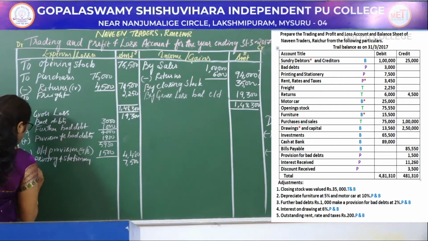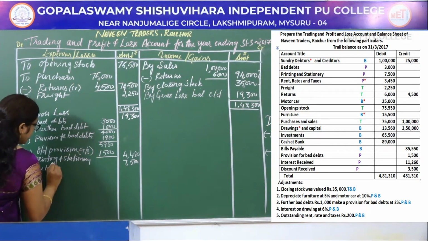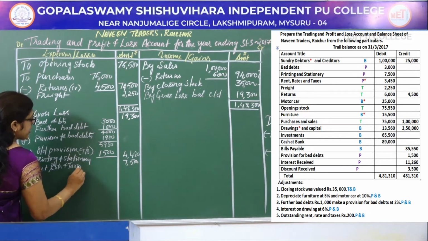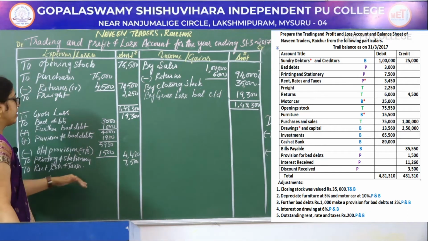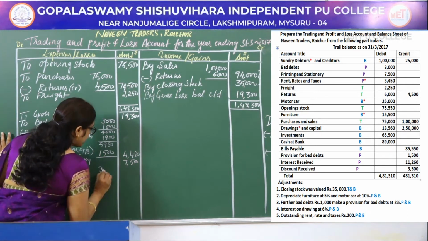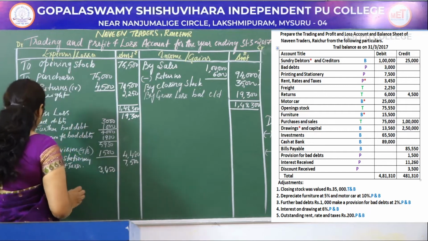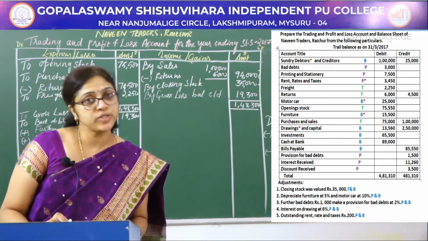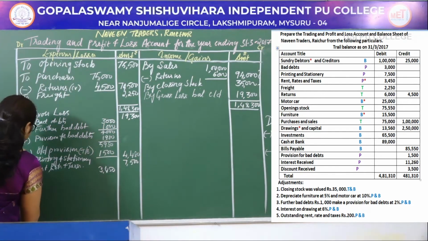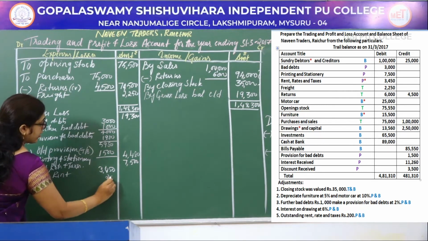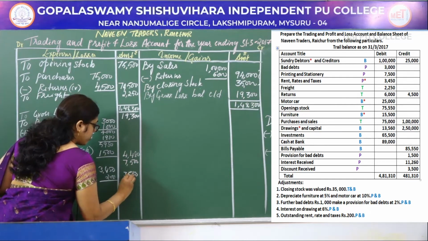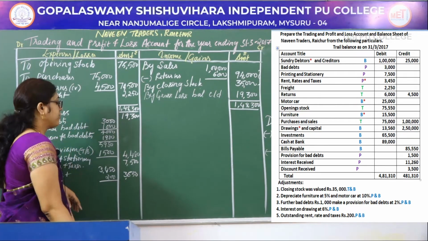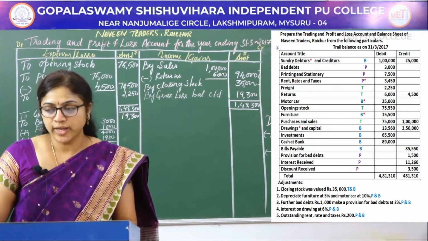Next one, to rent, rates and taxes. There is an adjustment for rent. Write the amount in the inner column, 3,450 rupees. The last adjustment is outstanding rent rate and taxes is rupees 200. Add outstanding rent 200. After adding, the amount is 3,650 rupees.